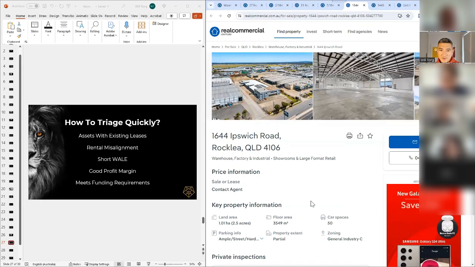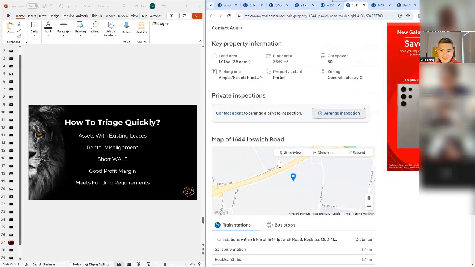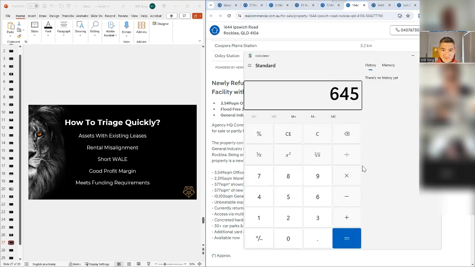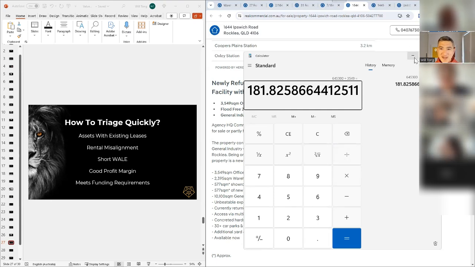Okay, this one, next one, partially. Okay, maybe it's half vacant. Newly refurbished. Oh, okay, newly refurbished. I typically don't want it because the upside's gone. But you know what? Let's have a look. Currently returning 645,000 with huge uplift. Really? What does that work out on a rate per square meter? Let's have a look. 645,300 divided by 35. That's 181. I don't see the upside.